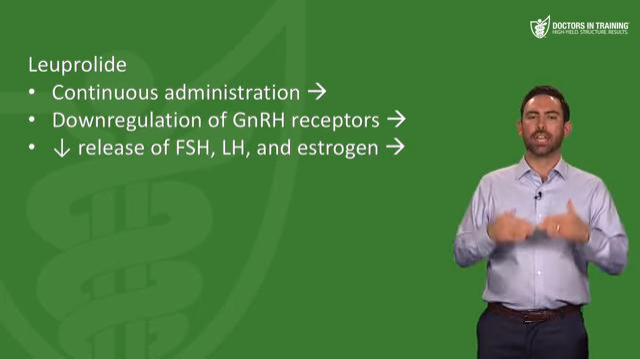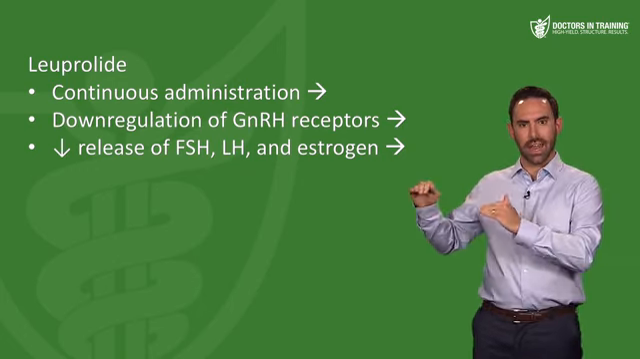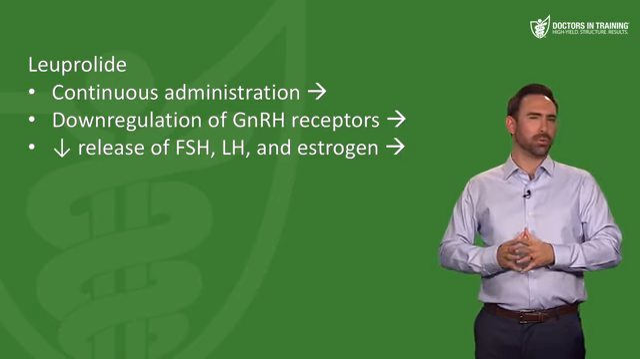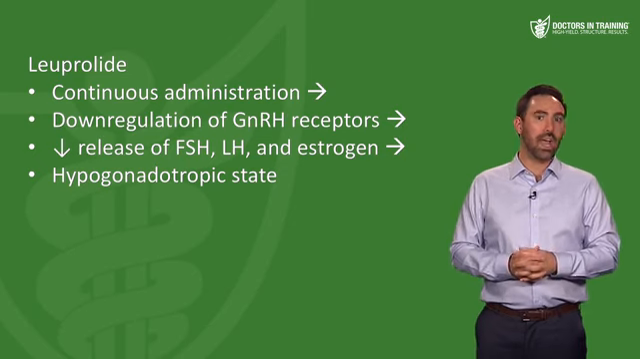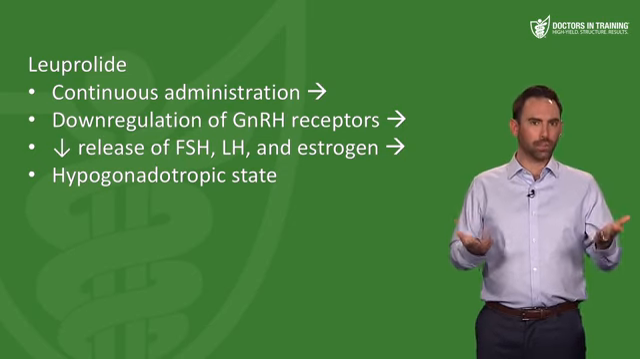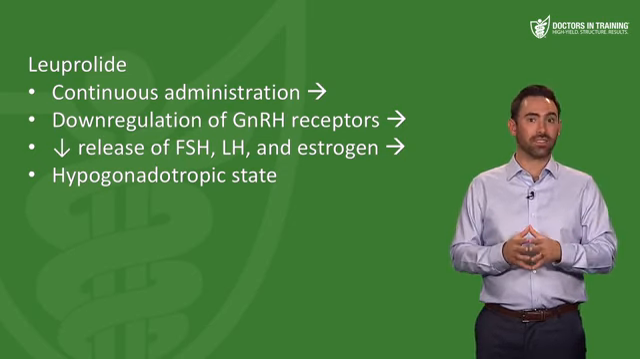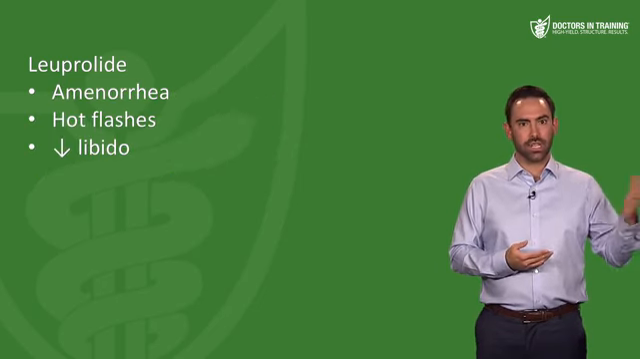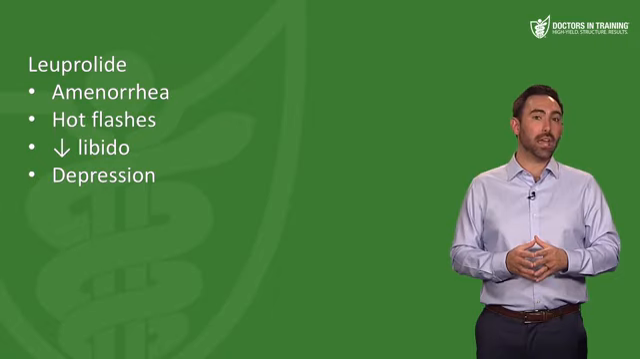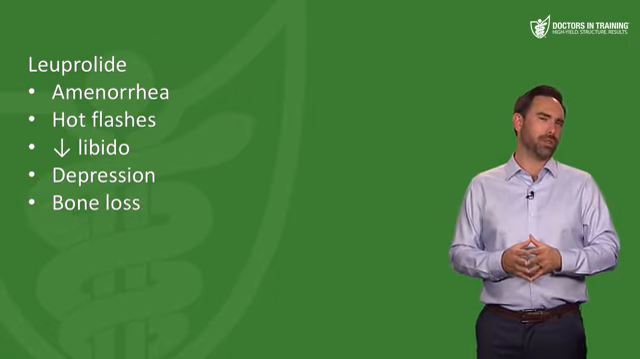So basically, given continuously, leuprolide acts like an antagonist and produces a hypogonadotropic state akin to menopause. As you may have guessed, the side effects of leuprolide are basically the same as the symptoms of menopause: amenorrhea, hot flashes, decreased libido, depression, and bone loss, which is an important one to know.